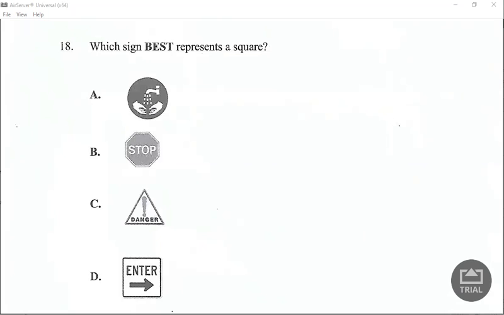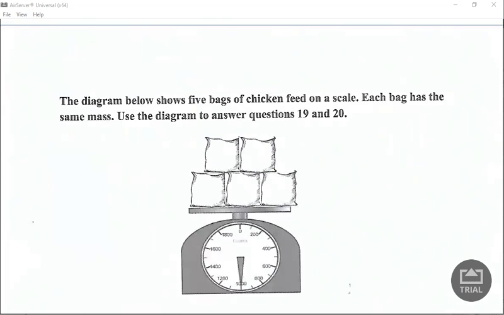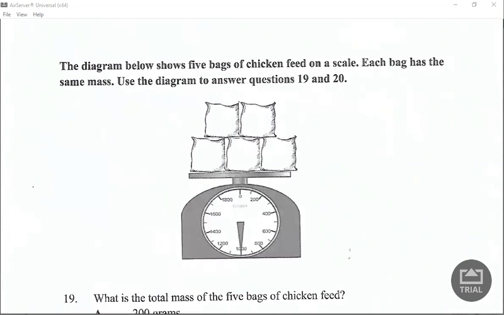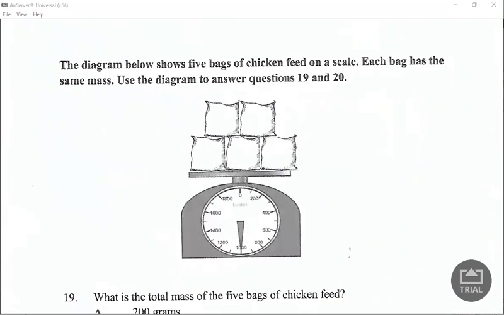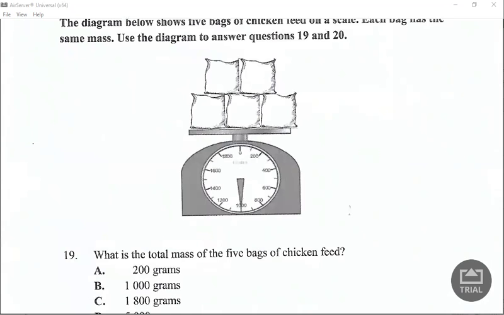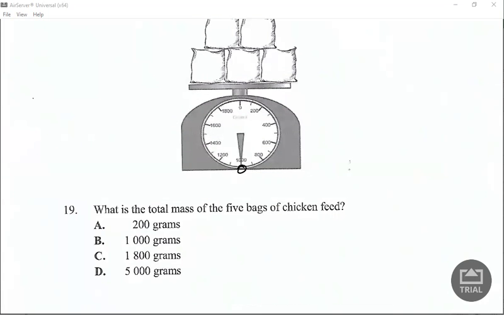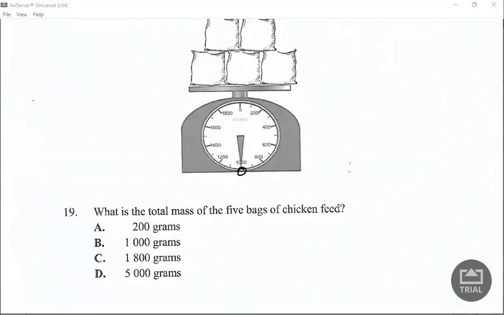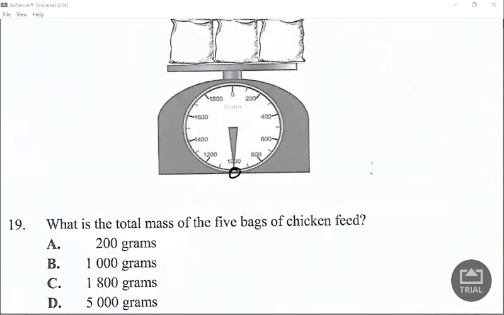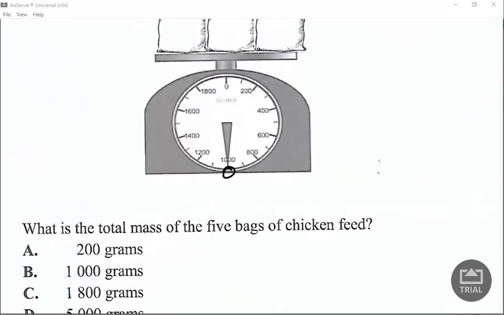Alright, let's look at the next number. The diagram below shows 5 bags of chicken feed on the scale. Each bag has the same mass. Use it to answer questions 19 and 20. What is the total mass of the 5 bags of chicken feed? And of course, we have it right here, which is 1,000, and it's measured in grams. See here on the scale, it says grams. So it's 1,000 grams.